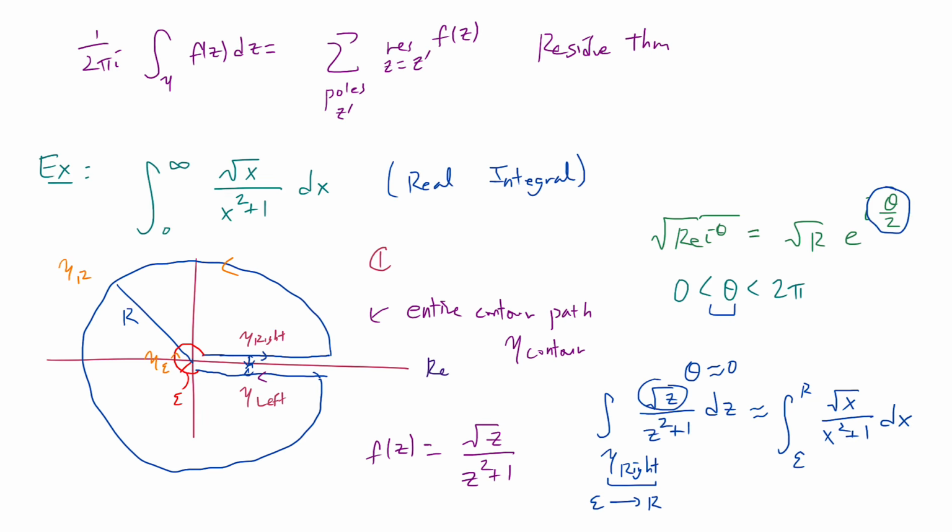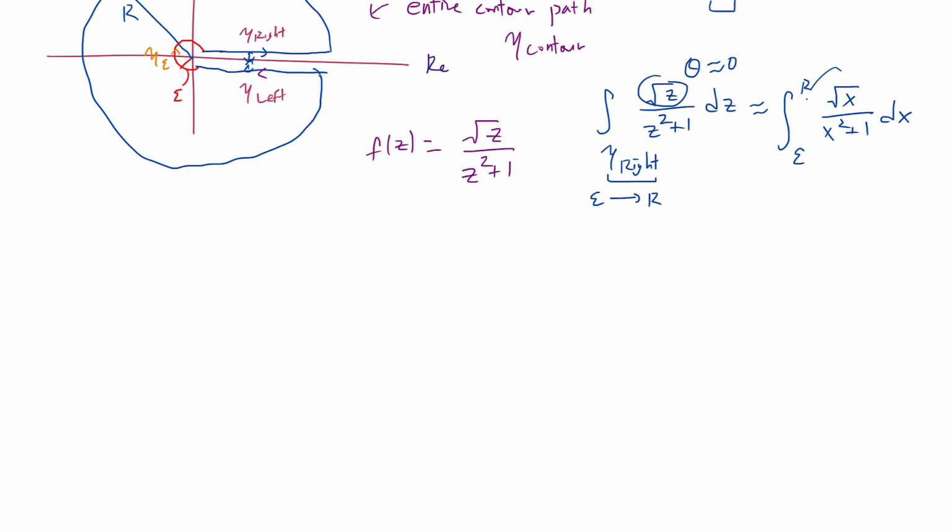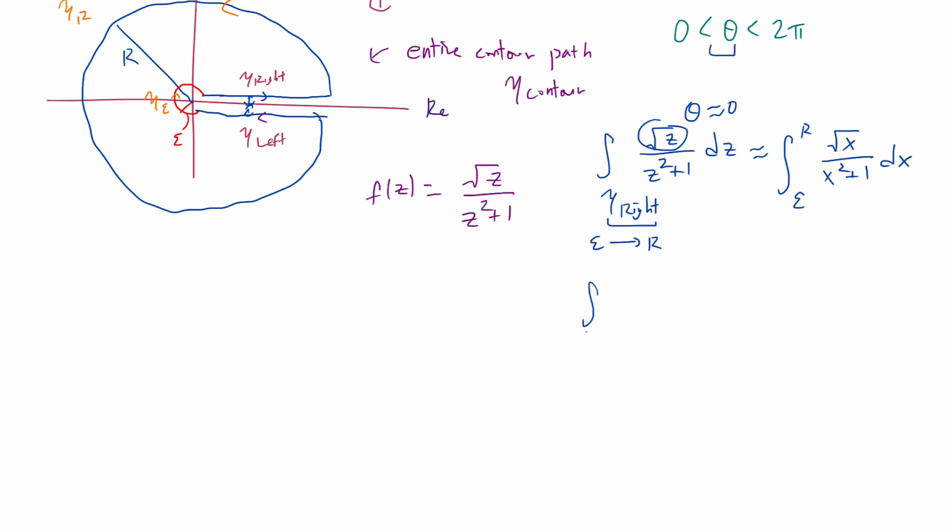I had to emphasize this because this is not trivial. It really depends on the branch cut. On the other hand, if I look at the integral on gamma left of square root of z over z squared plus 1 dz, first of all, I'm moving from r to epsilon in a backwards motion. But not only that, when I look at the points in the fourth quadrant where I'm moving along gamma left, my angle is around 2 pi. It's slightly less than 2 pi, right?